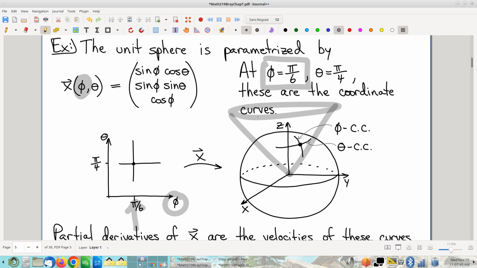We're now stuck on that cone, and as theta moves exactly in the theta direction, from less than pi over 4 to pi over 4 and then to greater than pi over 4, that's just going to move us around a latitude line, you might say. Like that. This is called a theta coordinate curve.